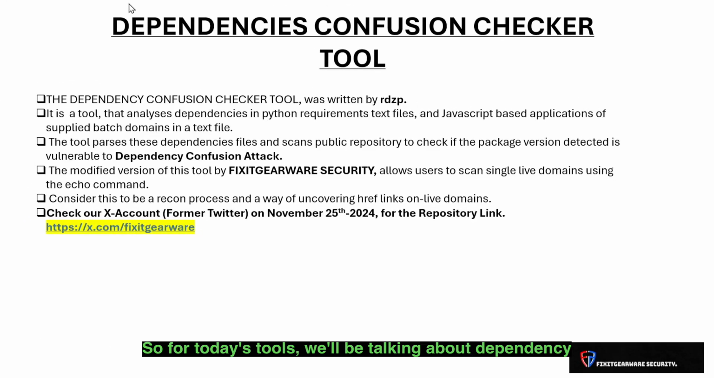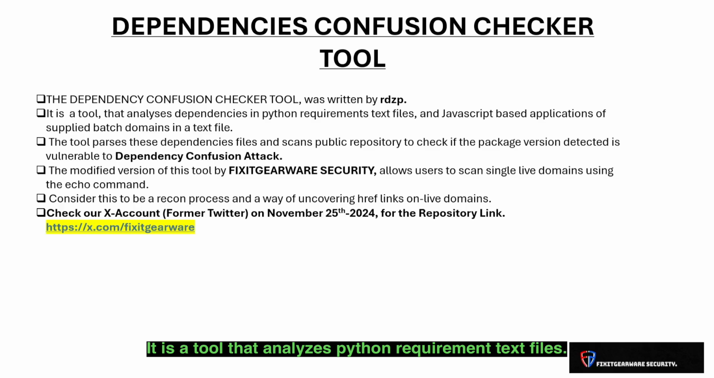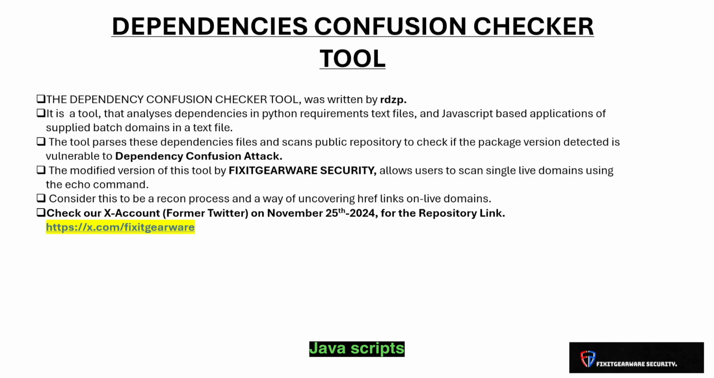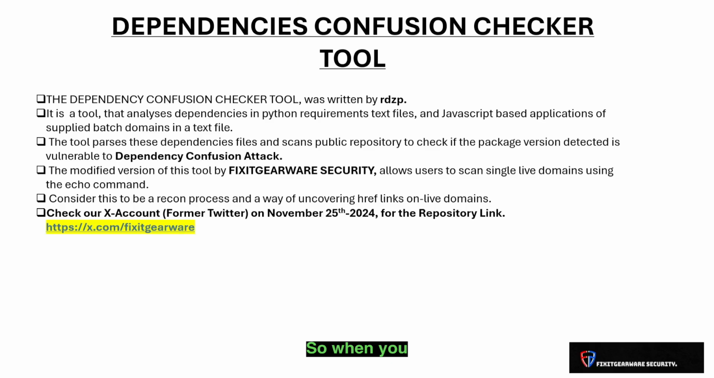So for today's tools, we'll be talking about the Dependency Confusion Checker Tool. This tool was written by RDZP. It is a tool that analyzes Python requirement text files and JavaScript-based applications from supplied batch domains in a text file. So what are these batch domains? These are domains that have JavaScript or Python extensions, which of course you have obtained from a recon process and saved in a batch file.